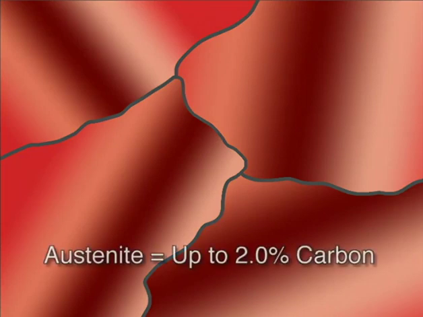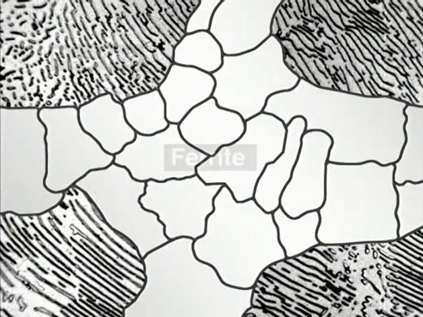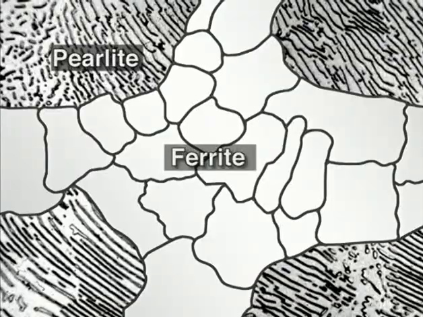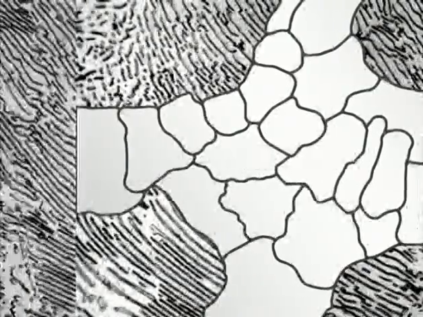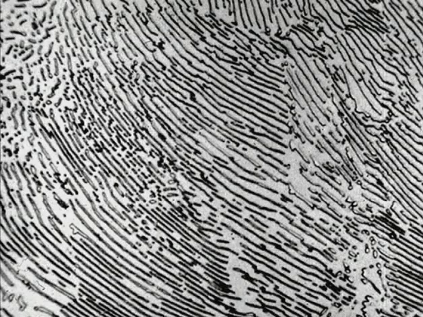Above the transformation temperature, steel is made up of grains of austenite with a face-centered cubic microstructure. Austenite is non-magnetic, and it can hold up to 2% carbon by weight in solution. Below the transformation temperature, steel exists in the form of ferrite and pearlite. Pearlite grains consist of alternating layers of ferrite, which is very ductile because it's very low in carbon, and cementite. Cementite is high in carbon, so cementite is very hard.